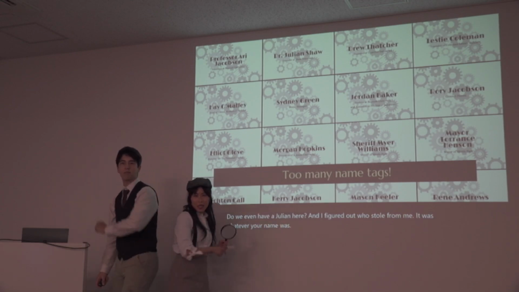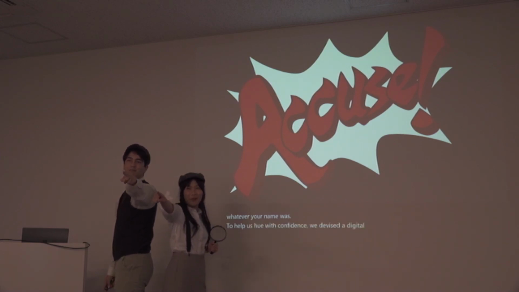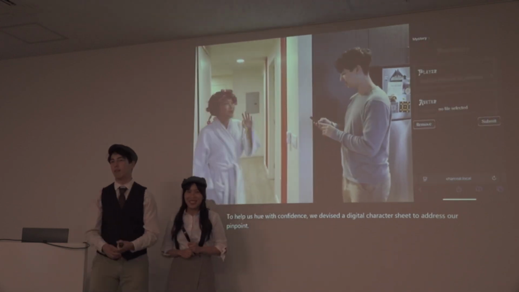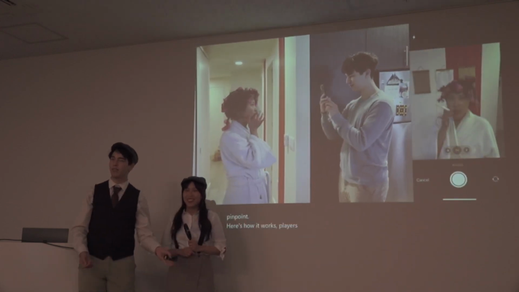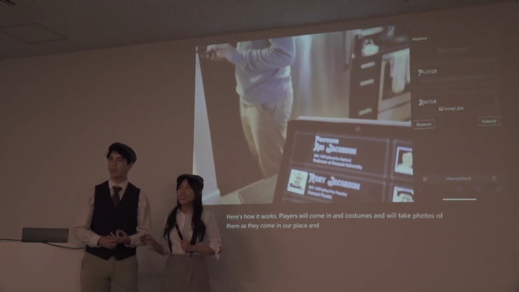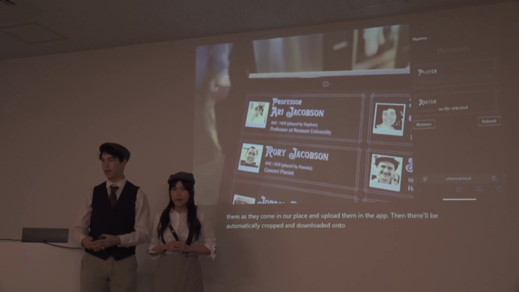To help us accuse with confidence, we devised a digital character sheet to address our pain point. Here's how it works. Players will come in costumes and we'll take photos of them as they come in our place and upload them in the app. Then they'll be automatically prompted and downloaded onto tablets we have set up throughout our apartment.